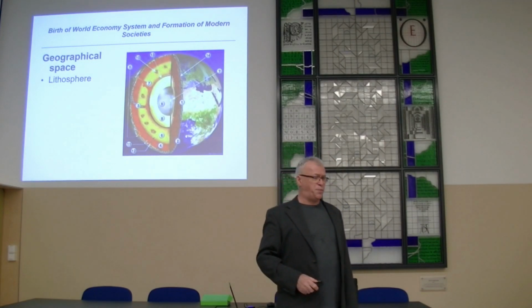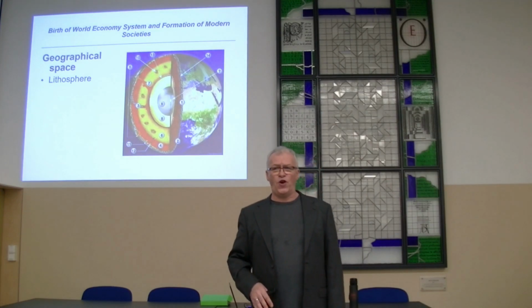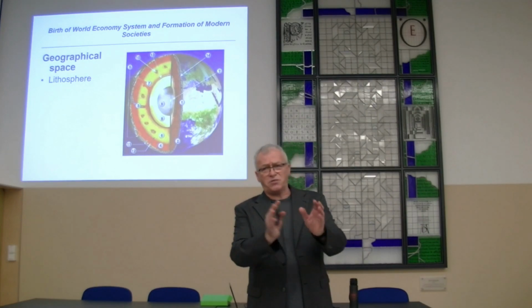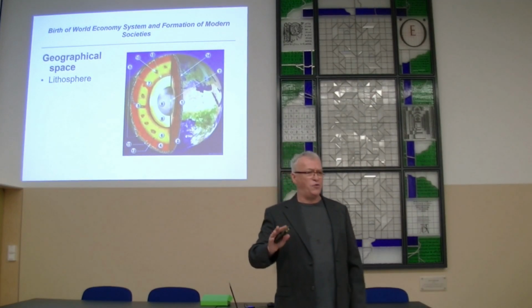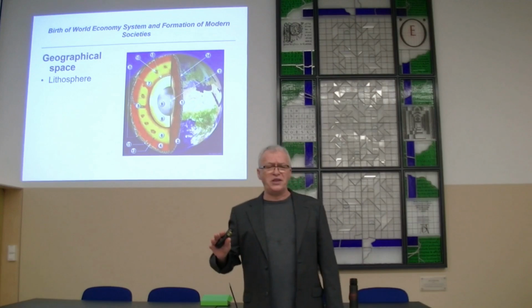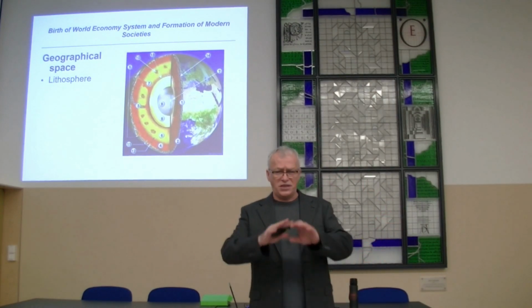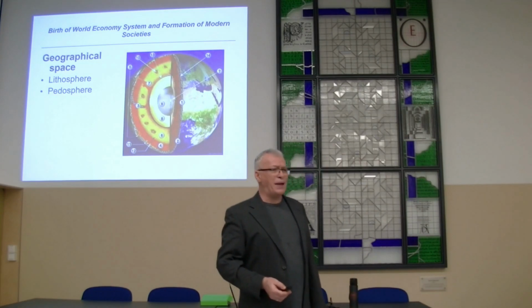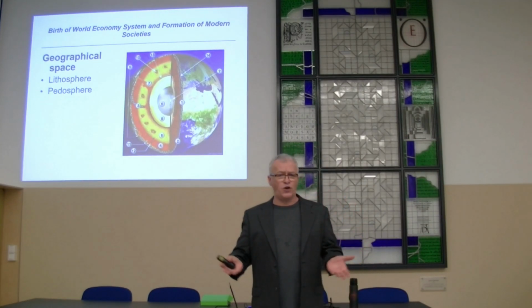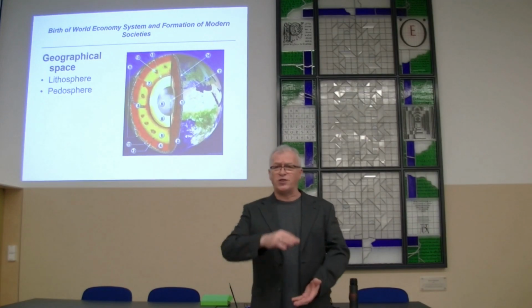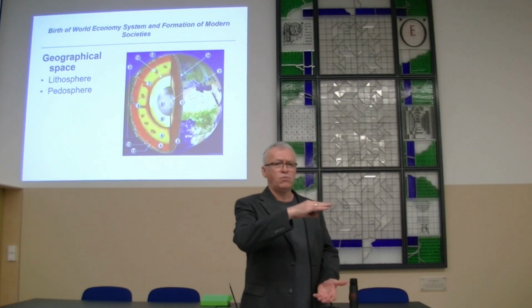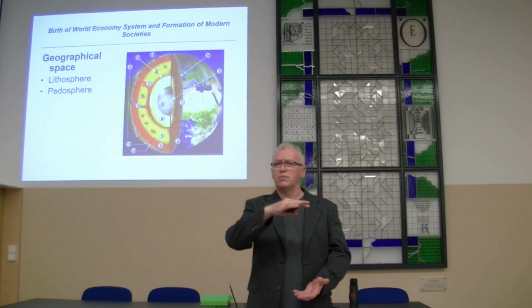First geographical space, the lithosphere. The lithosphere is the rock surface of the globe. Its size changes between 140 and 160 kilometers. The second one, the pedosphere. The pedosphere is the soil surface. Does somebody know the size of the soil in the global average? How many meters?